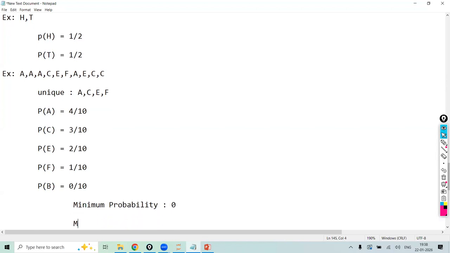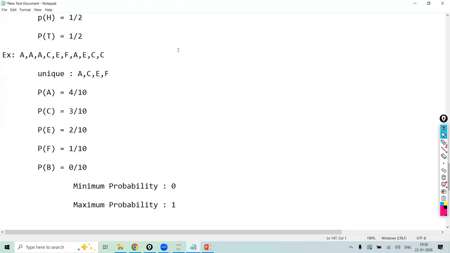What is the maximum probability? Maximum probability is going to be 1. Automatically, the value is going to be 1. Let us take one more example like this. In this example, I am going to consider the values A, and A. Only A's are there.